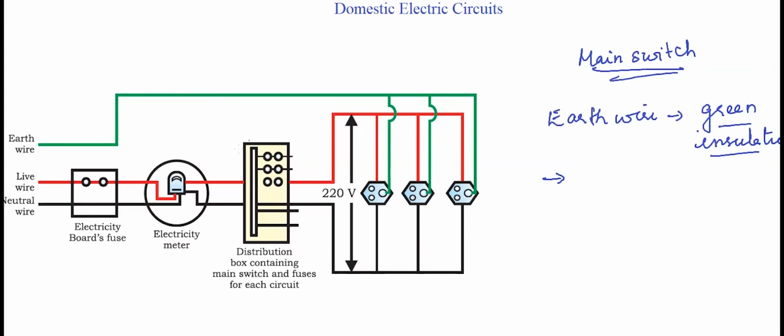Once we reach the main switch, the entire current is divided into different circuits, and each circuit will be designated to different rooms and so on. Each circuit will have its separate fuse. For example, if any appliance in one of the circuits is damaged, then the others can work uninterruptedly.